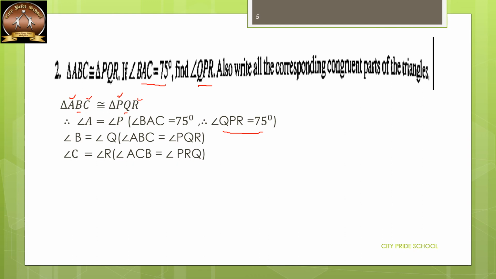Now we'll come to the congruent sides. So first we'll write, since AB is written first on this side, I will say it is congruent to PQ. And then comes BC is congruent to QR. And next is, I can say that AC is congruent to PR.